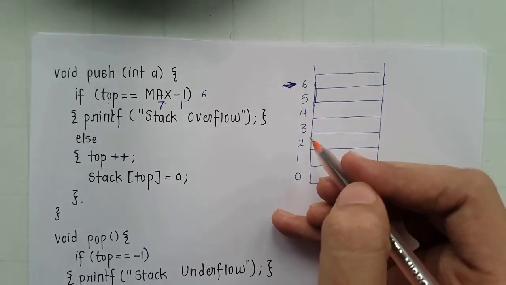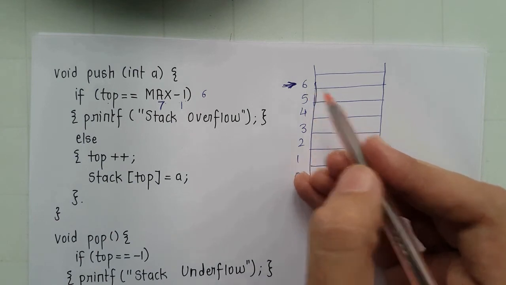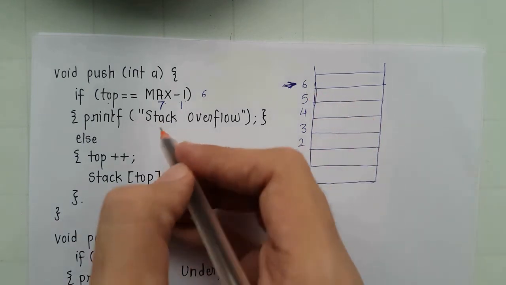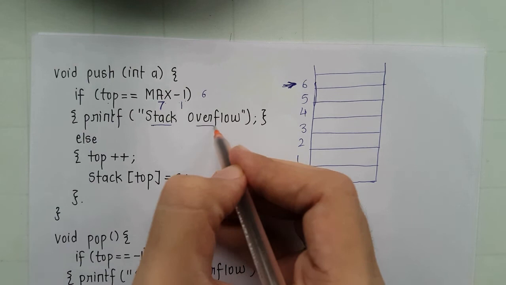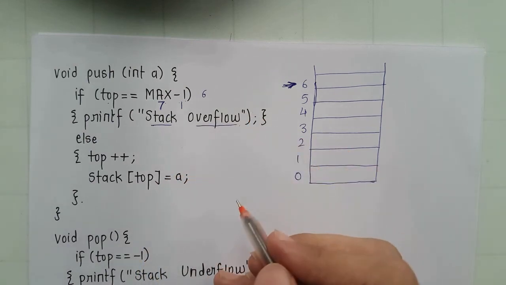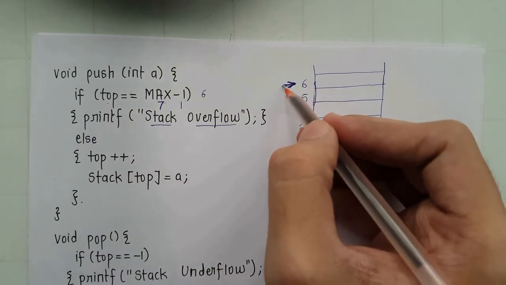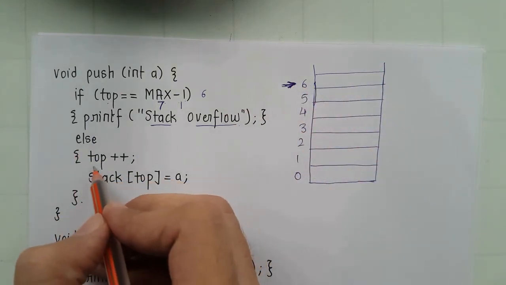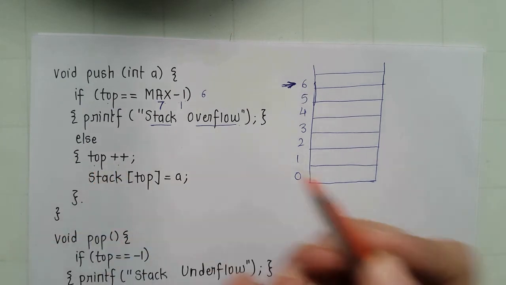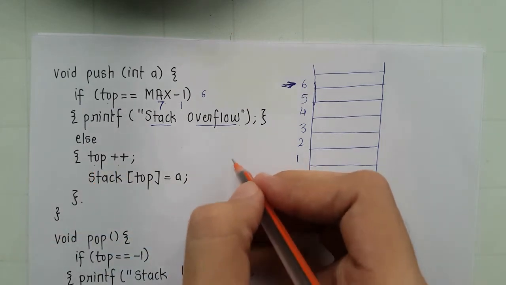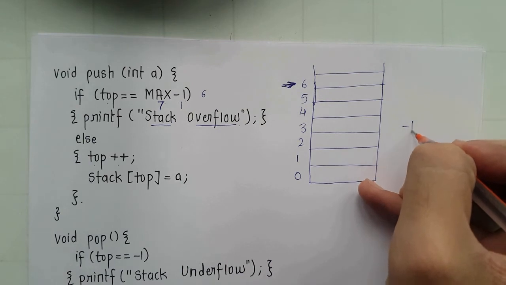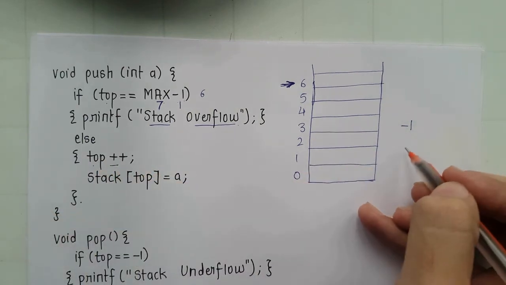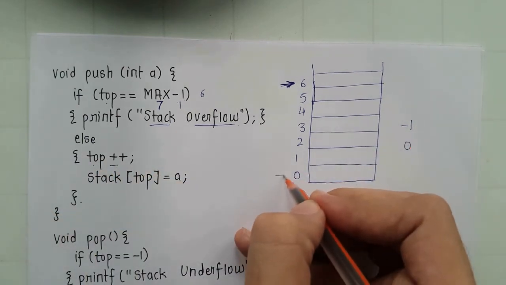If our top is pointing to the 6th, that is, it is full, so it would print the message that stack overflow, that no new elements can be added in the stack. Else, if the stack is not pointing towards the 6th index number, it would increment the top. Take an instance, if our top is minus 1, first it would increment the top, then the top would be 0, that means the top would point to this 0th index.